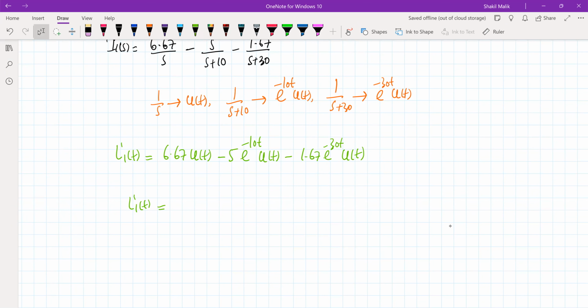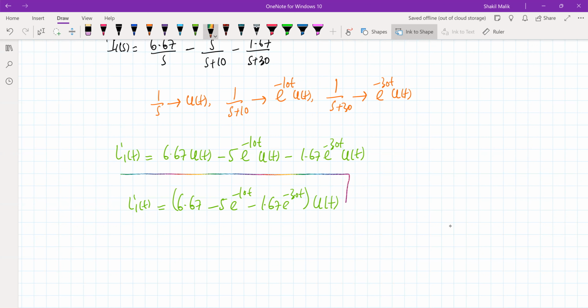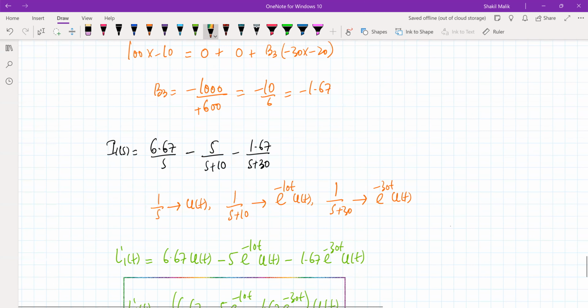The values are B1, B2, B3. 6.67 minus 5 e to the power of -10t minus 1.67 e to the power of -30t U of t. So this is the value of I1 of t that we needed to find. See how simple the job became when we used the Laplace transform.